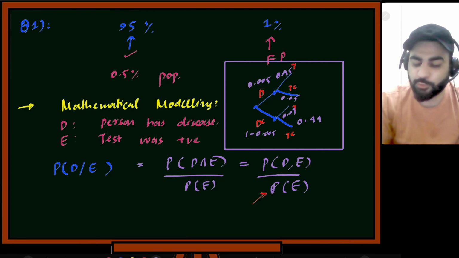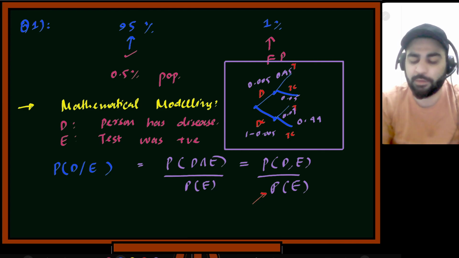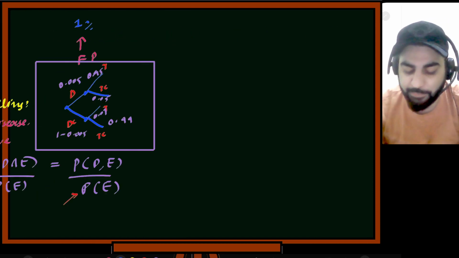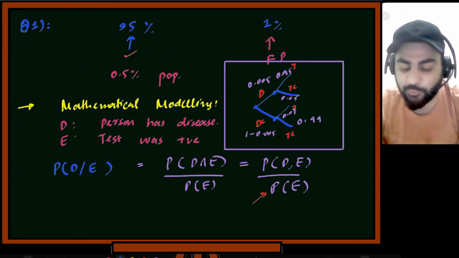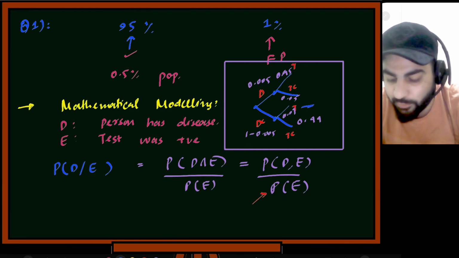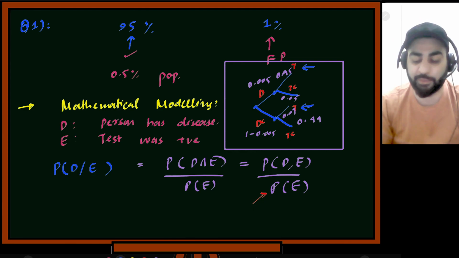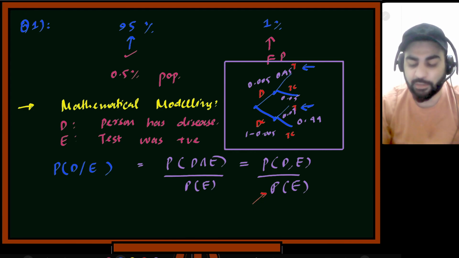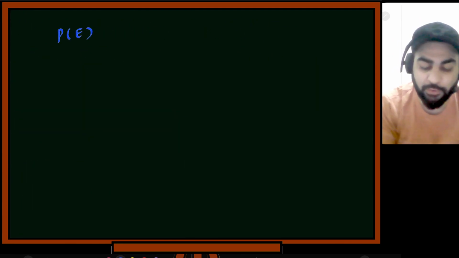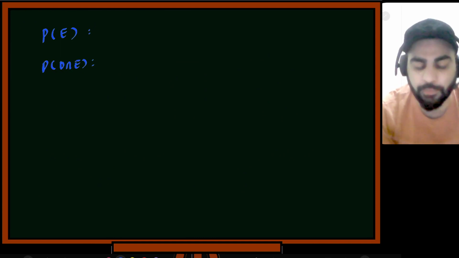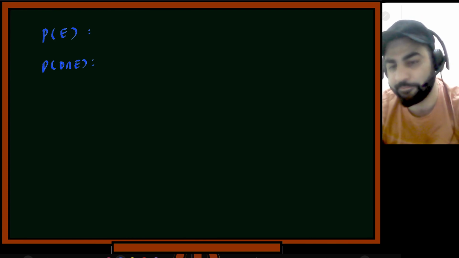So now we'll first find the total probability. Tell me how to compute the total probability. Let's compute probability of E first. Probability of E means the test was positive. So where is the test positive? Test is positive over here, and test is positive over here. If you remember this example. And then I have to compute probability of D intersection E. Can you compute both of these probabilities? Give me the answer for these probabilities.